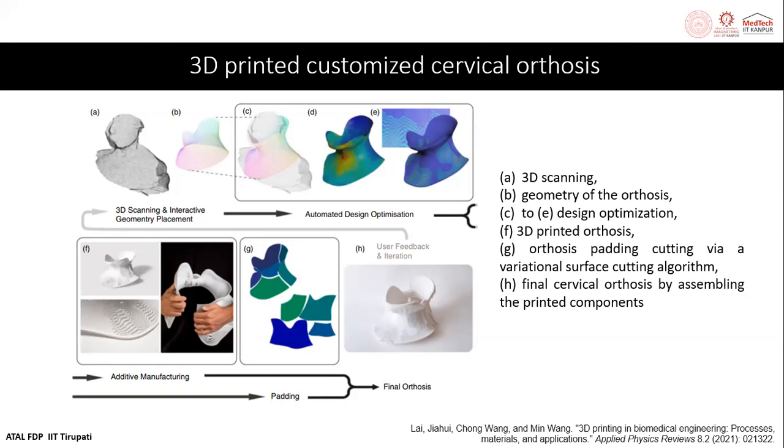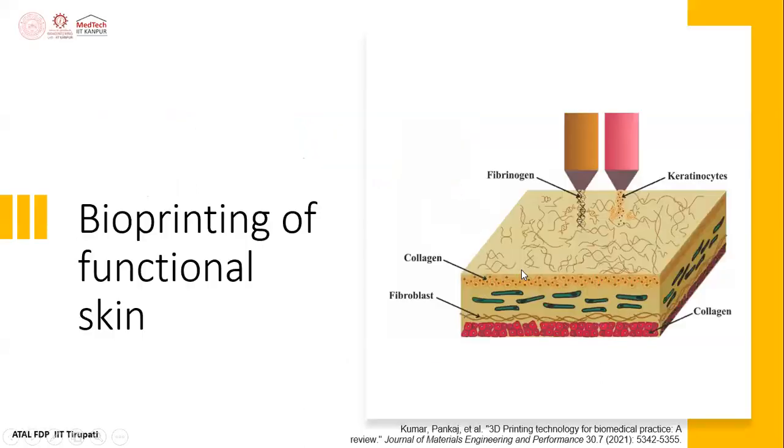Then comes 3D printing the orthosis. Then you have G, orthosis padding cutting, where variational surface cutting algorithms are used. H is the final cervical orthosis, made by assembling the printed components. So additive manufacturing is done, then padding is done separately, then they get the final orthosis. So you see here G is the pads which are made after cutting, and then you get the use.